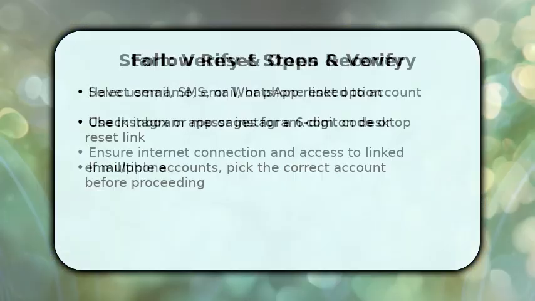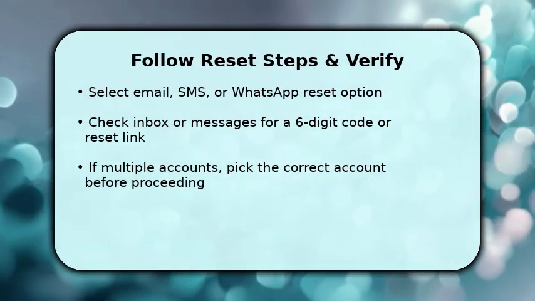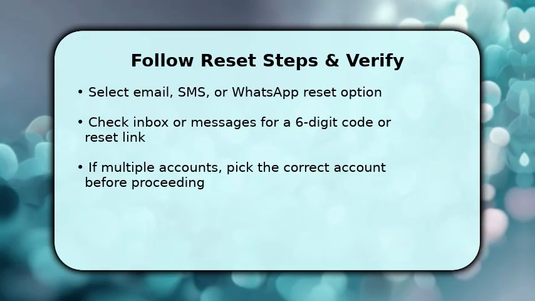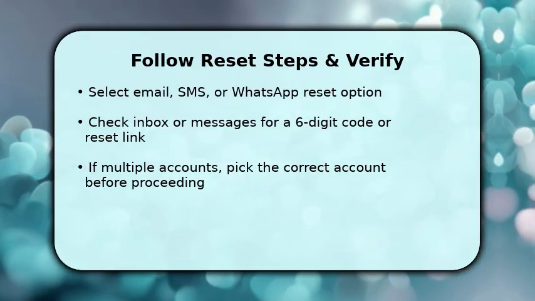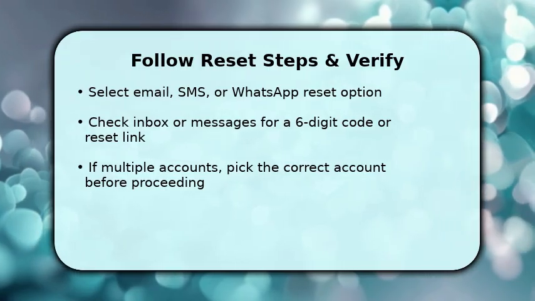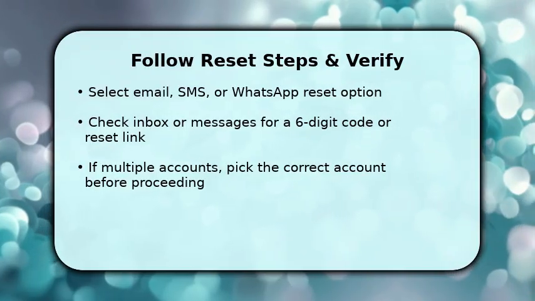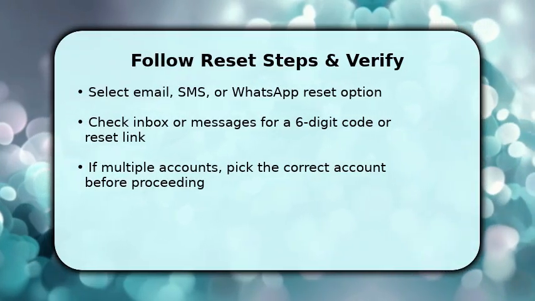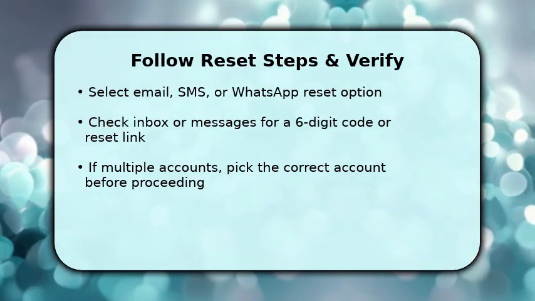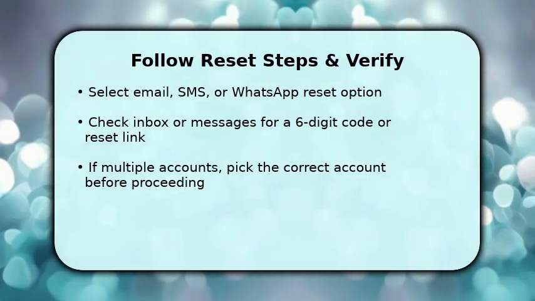After requesting a reset, choose whether to receive a link by email, an SMS code, or a message via WhatsApp when available. Pick what you can access now. Once you get the 6-digit code or link, open it promptly because codes expire. Enter the code or follow the link to reach the password set page. Make sure you're resetting the intended account when multiple handles appear. This avoids locking the wrong profile and preserves saved data and settings.